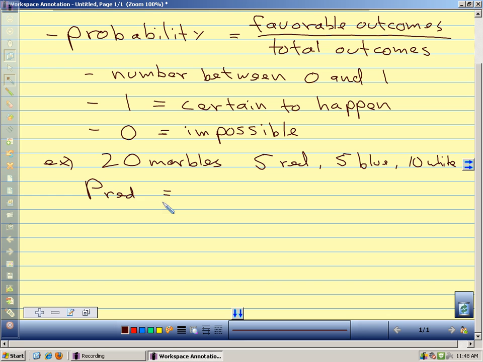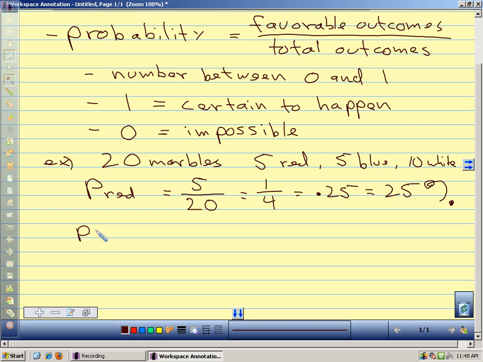So in this container we have 20 marbles. We want to figure out the probability of picking out a red. So how many favorable outcomes do we have? 5. And how many total outcomes do we have? 20 possibilities. So that turns into, if I reduce this, 1/4, or I could write that as 0.25, or 25%. So the probability of reaching into that container and picking out a red marble is 25%.